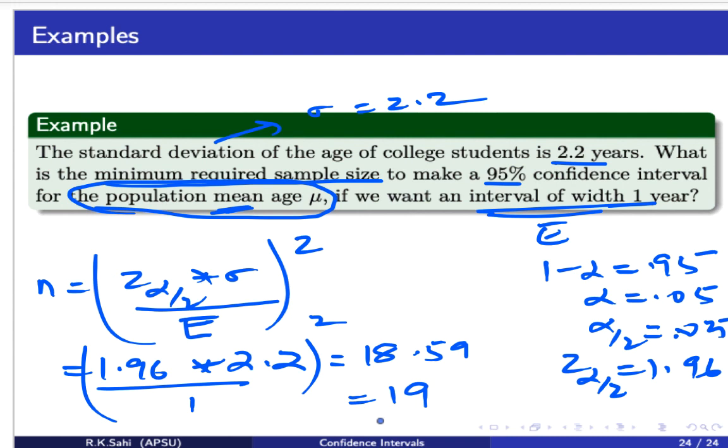Well, we are done with confidence intervals using estimation of parameters. And then we are going to start next time with hypothesis testing. Thank you, guys.